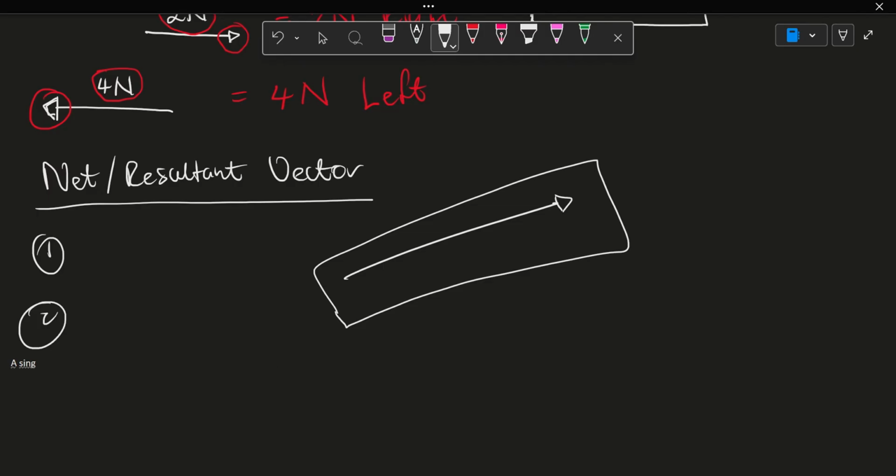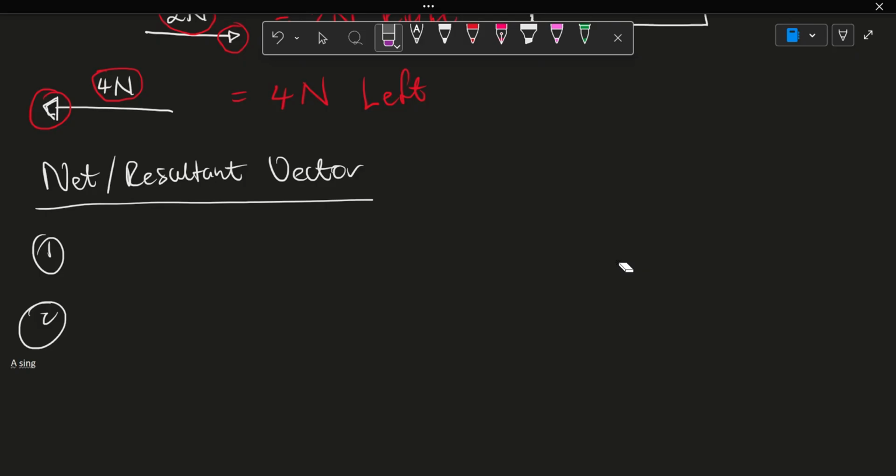And the second definition would be the vector sum of 2 or more vectors acting on an object. Mostly your teachers just don't prefer that, so it's better to stick to the first one: a single vector with the same effect as 2 or more vectors acting on an object, or acting together.